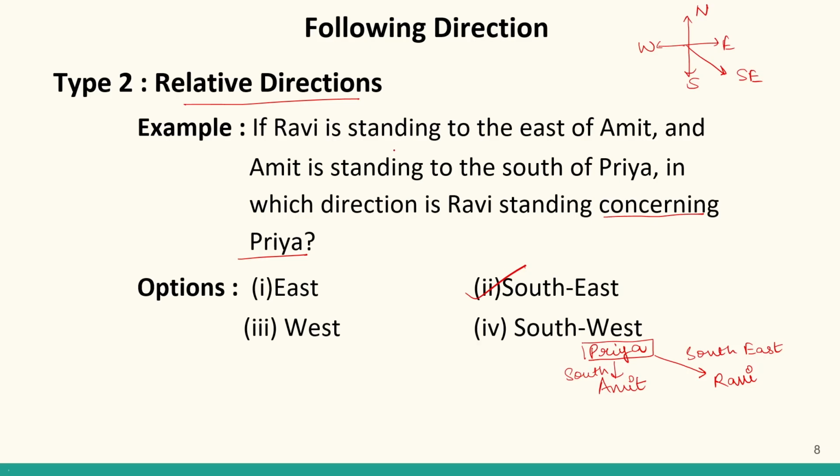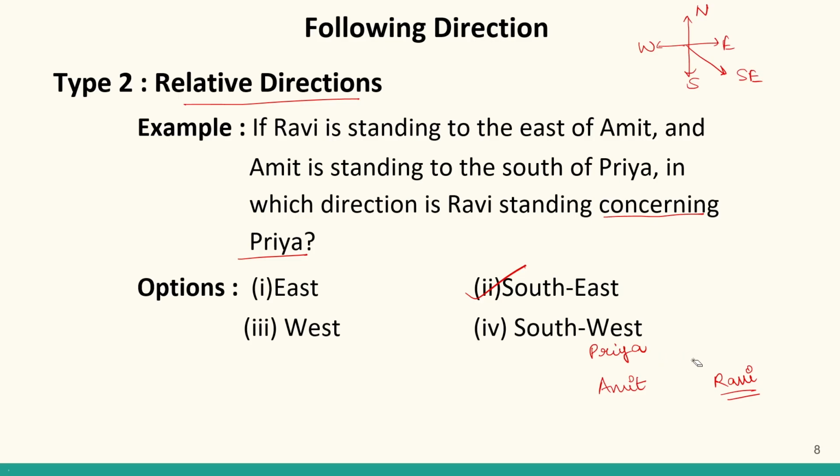So in relative directions questions, basically you have to understand that we have to find the direction with respect to the person mentioned in the question. So in the question it is concerning Priya. Let's change the question a little. If the question said what is the direction of Amit with respect to Priya, then in that case it would be south. If the question said what would be direction of Priya with respect to Ravi, then in that case it will be northwest.